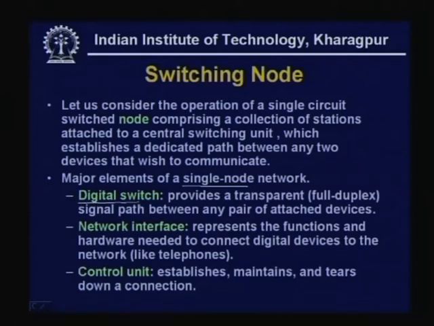It will have a digital switch, which provides a transparent, usually full duplex signal path between any pair of attached devices. It will provide the network interface. It represents the functions and hardware needed to connect digital devices to the network, like telephones. So, you have to interface your devices like computers, telephones and modems to the network, and for that purpose some interface has to be provided. And finally, you will require the control unit, which establishes, maintains and tears down a connection.